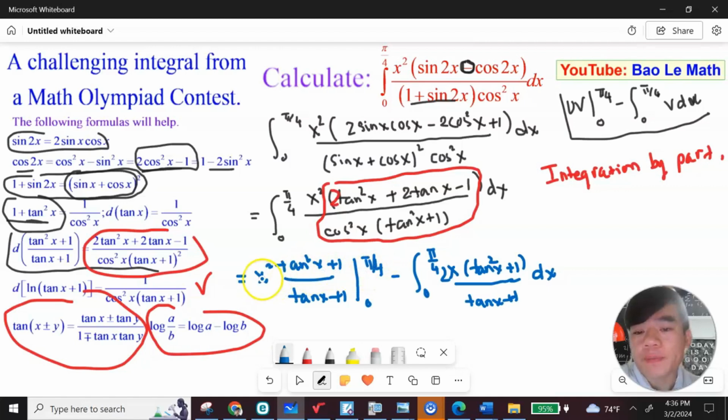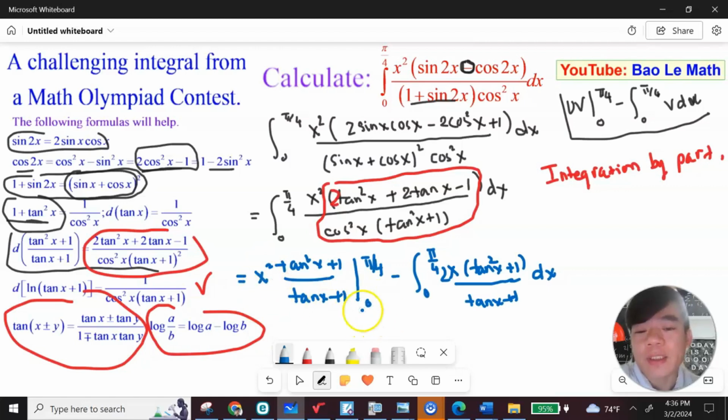Pi over 4, substitute over here, it's going to be pi over 16, right? And tangent of pi over 4 is going to be 1. 1 square is going to be 1, right? 1 plus 1 is going to be 2. Bottom, 1 plus 1 is going to be 2. 2 divided by 2 is going to be 1. So then I have pi square over 16.